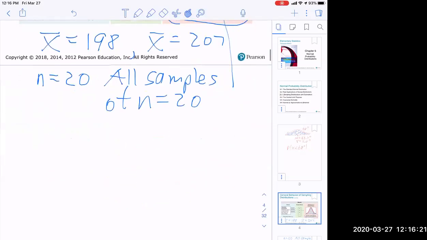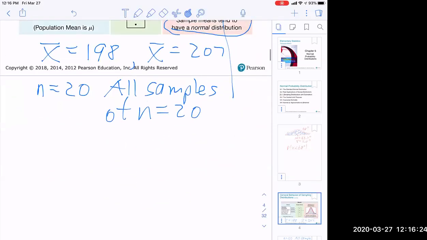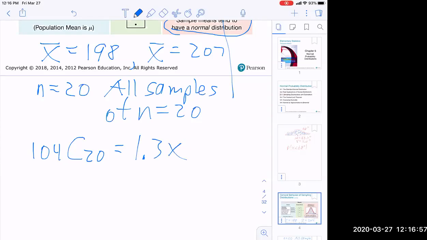Remember this, friend? There was 104 bears. We were doing samples of 20, order didn't matter. So I only ended up with maybe 77 of them. So my distribution didn't look like what I wanted it to look like, because there's 1.3 times 10 to the 21st samples of size 20 that we could have made from our 104 bears.